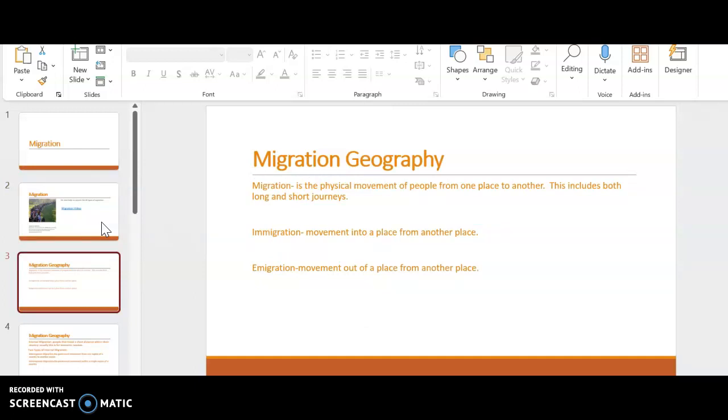So migration is the physical movement of people from one place to another, and this includes both long and short journeys. Immigration, and a lot of times it's permanent, okay? Immigration, movement into a place from another place, is when we immigrate, and a good way to remember this is im means in, and so that into somewhere. Emigration is when you move from one place out of a place, so out into another place. So that's what we call emigration.